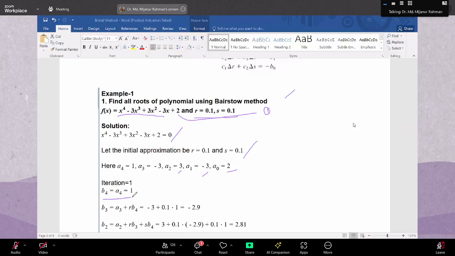Using the recurrence relationship, we can determine the value of B4. We know from previous classes that An equal to Bn. That is why we can write B4 equal to 1. Again, B3 equal to A3 plus R B4. That means Bn minus 1 equal to An minus 1 plus R Bn. It was the recurrence relationship.